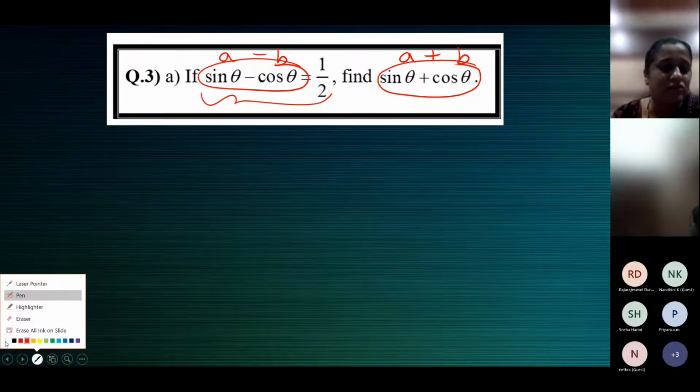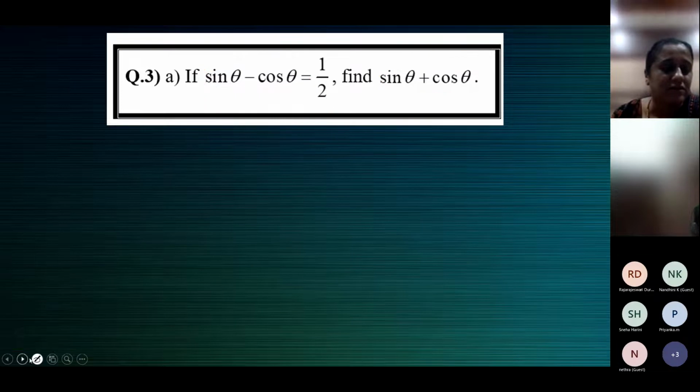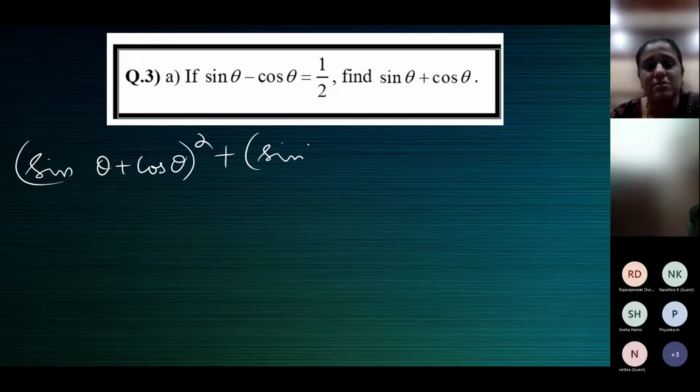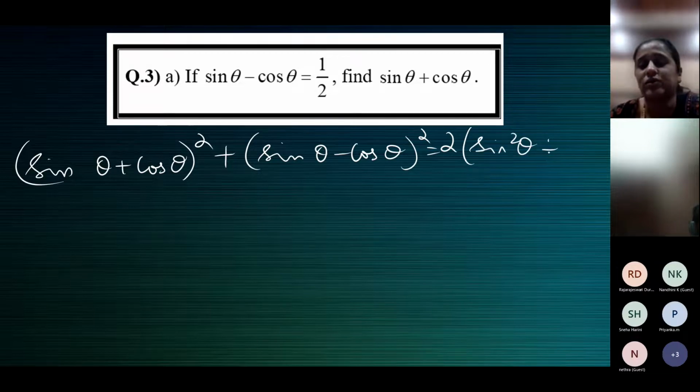So let's make use of that identity. So we write sine theta plus cos theta, the whole square, plus sine theta minus cos theta, the whole square, is equal to 2 of a square plus b square, sine square theta plus cos square theta. Very important identity.